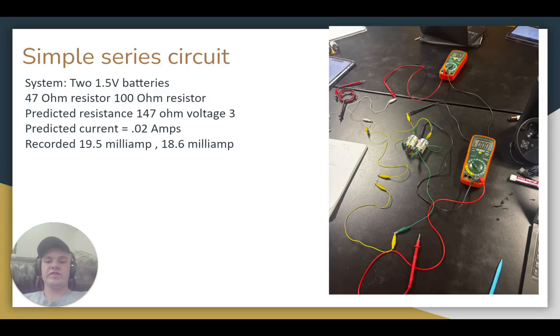Alright, so the first series circuit we have set up has two 1.5 volt batteries, a 47 ohm resistor, a 100 ohm resistor, and these were wired in series along with two different multimeters set to measure current. And then when we started looking at the system, we saw that the resistance was 147 ohms, and at 3 volts, the current would be 0.02 amps. And the recorded from the two multimeters was 19.5 milliamps and then 18.6 milliamps.